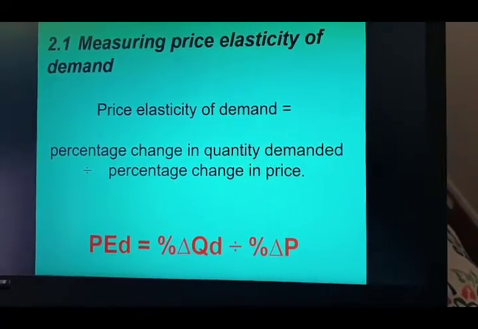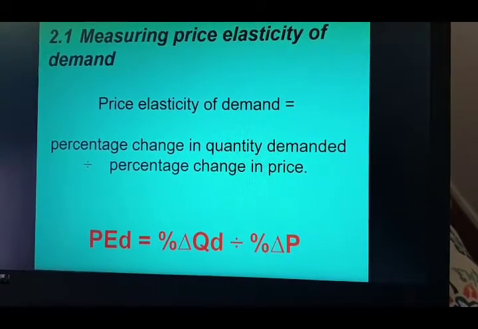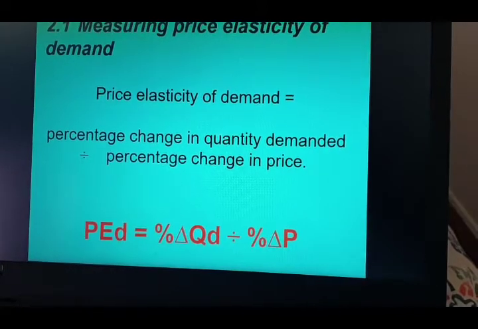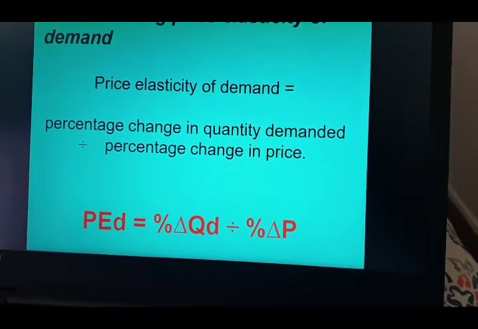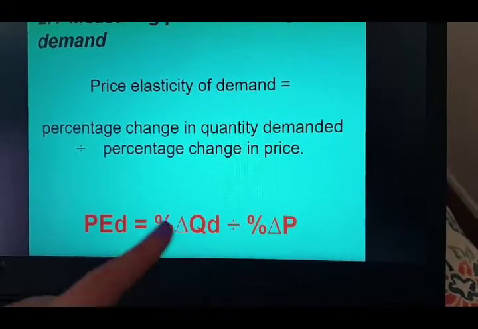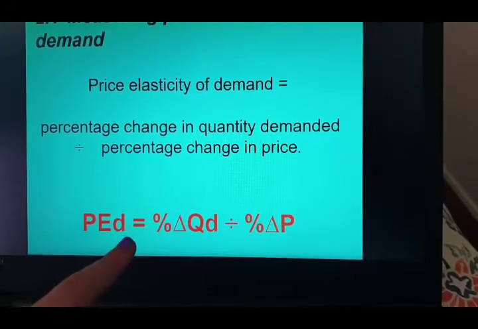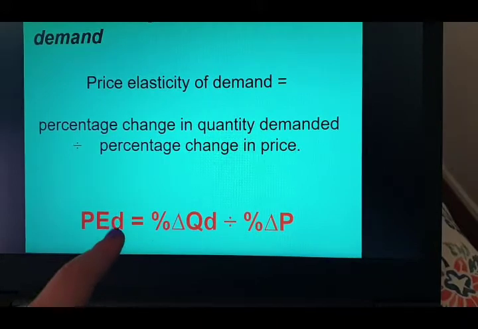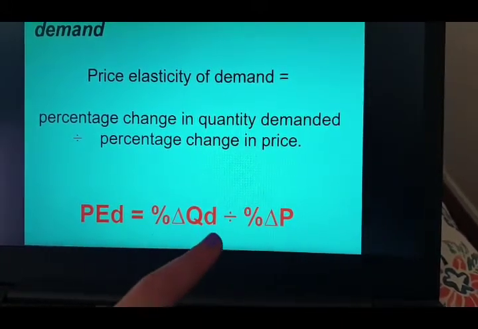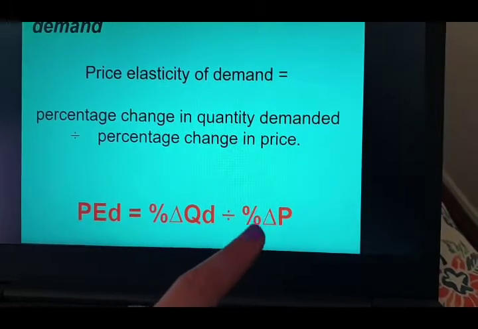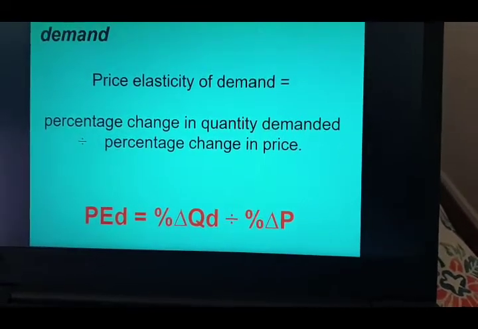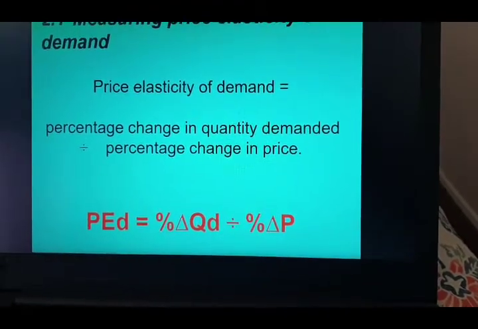Measuring price elasticity of demand. Price elasticity of demand is the percentage change in the quantity demanded divided by the percentage change in the price. So just to break it down again, our formula here, PED, price elasticity of demand, equals percentage change in the quantity demanded divided by the percentage change in the price. Make sure you know the formula, write it down in your red book.